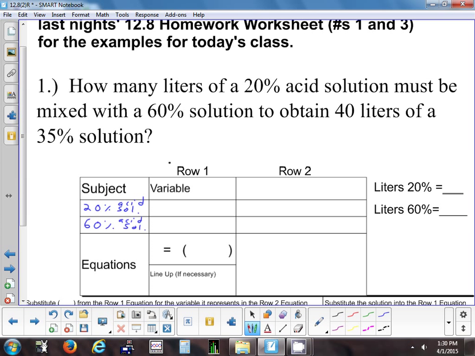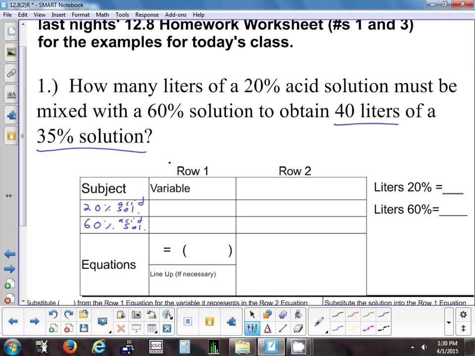Okay. Guys, like we said, give it a chance. We haven't even started yet. We haven't even done anything yet. So we've just identified the two things that we're going to mix. Okay? And our goal when we're done is to know how much of each one you're mixing together to get 40 liters at a 35% strength.